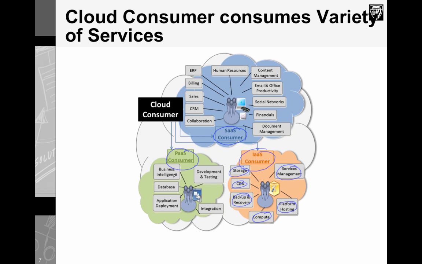There are also PaaS services like business intelligence services, database services, application deployment services, integration services, development and testing services that a cloud consumer can consume. A cloud consumer can also consume SaaS services like ERP solutions, billing services, sales services, CRM solutions, which is customer relationship management services, email services, a whole bunch of SaaS services that are available to a cloud consumer to consume. So really a consumer is consuming services that are provided by the cloud provider.